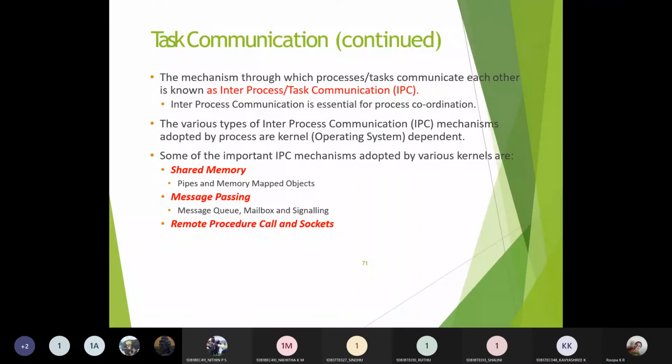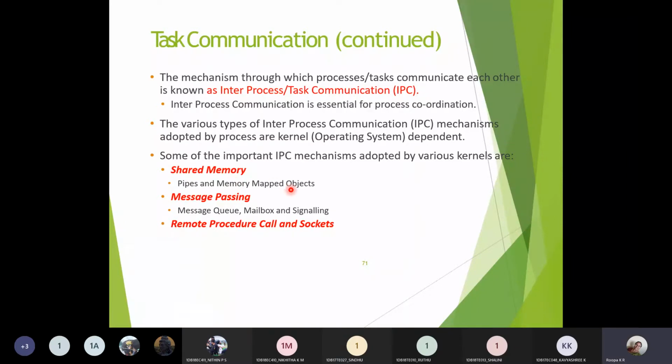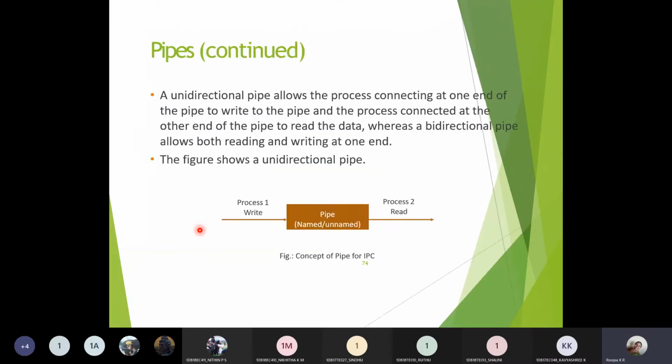Types of mechanisms which are used for transferring the information from thread to thread or process to process. Some of them have already been discussed in the last class. So the pipes, memory map technologies, message queue, mailbox, and signaling techniques. So shared memory and message passing techniques are over. So we were here with the remote procedure call and sockets.